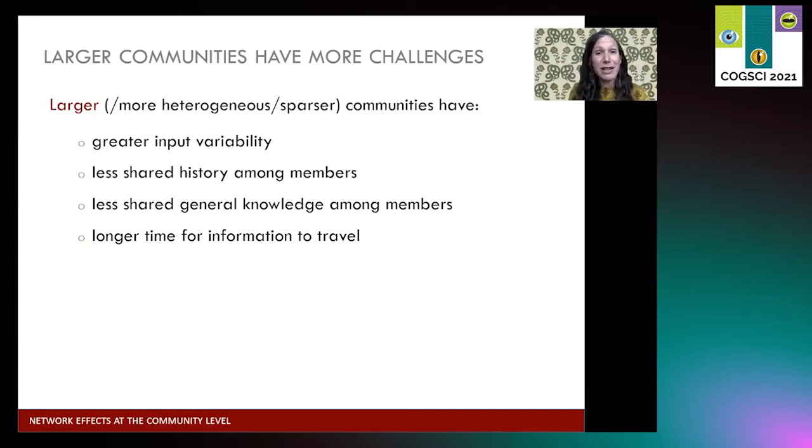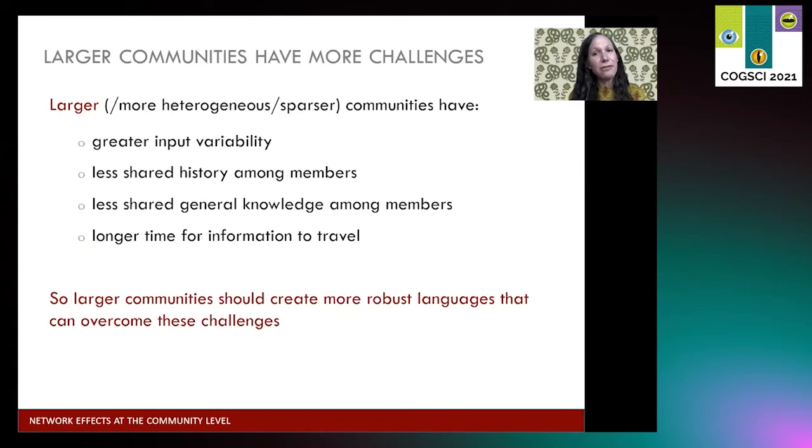Now, all these are basically barriers for communication, and it's been suggested over the last decade that languages really adapt to social needs. So that means that if larger communities have greater communicative challenges, the languages that those communities speak might adapt by becoming more robust against these challenges. So they might be easier to learn and to use and to communicate in.